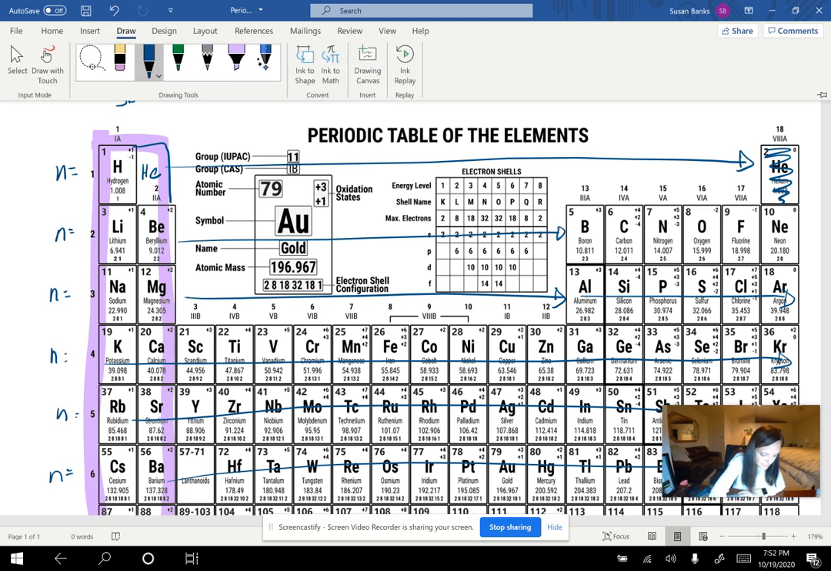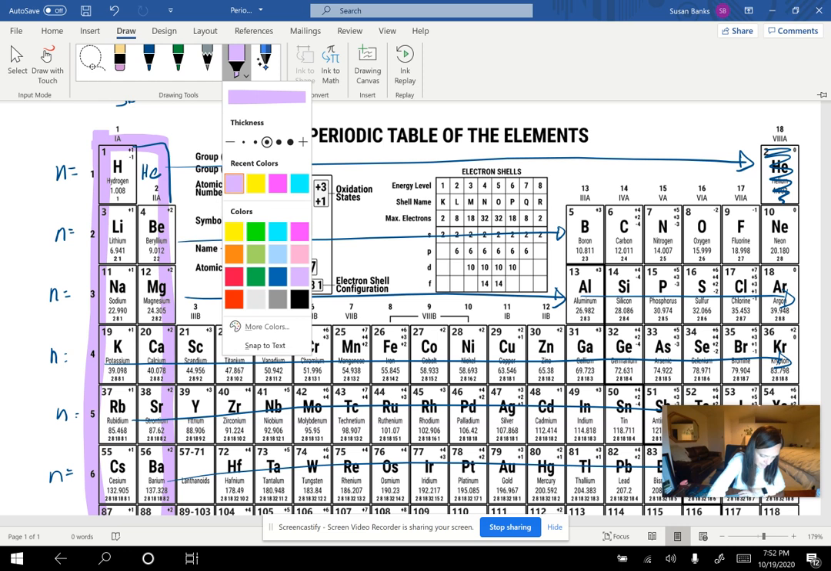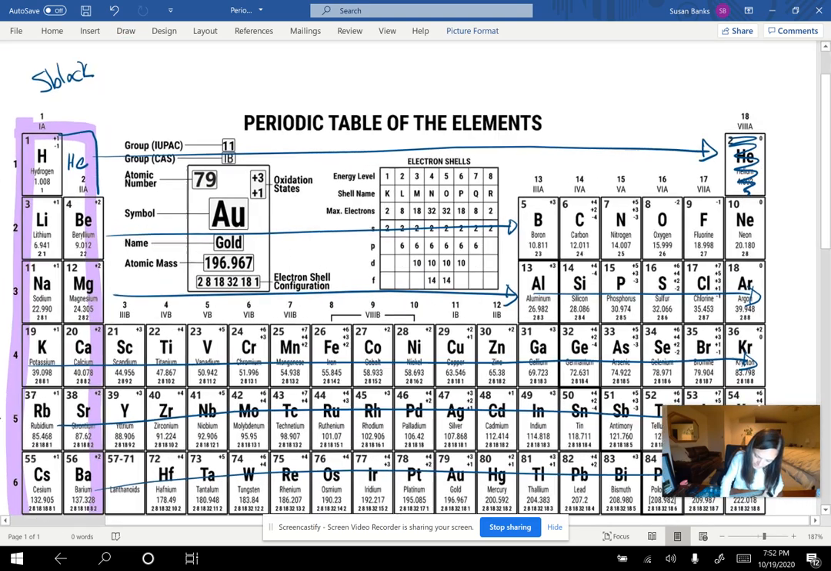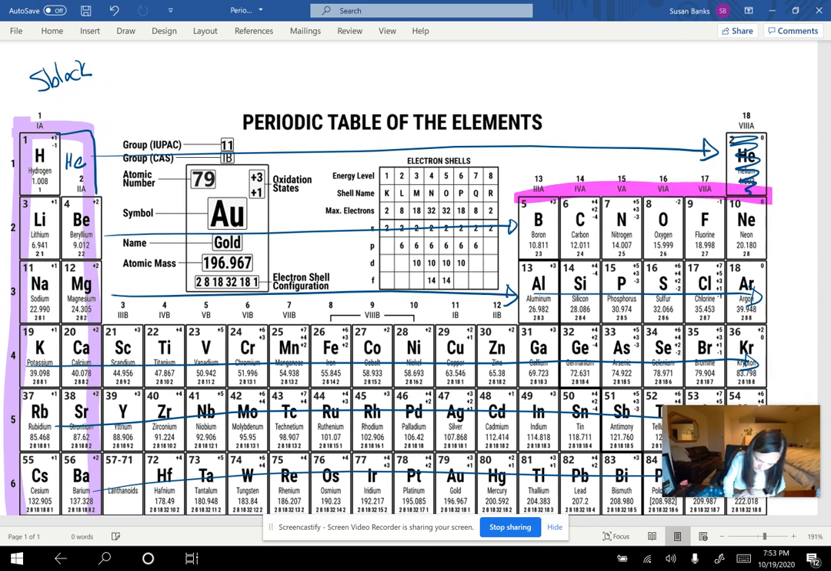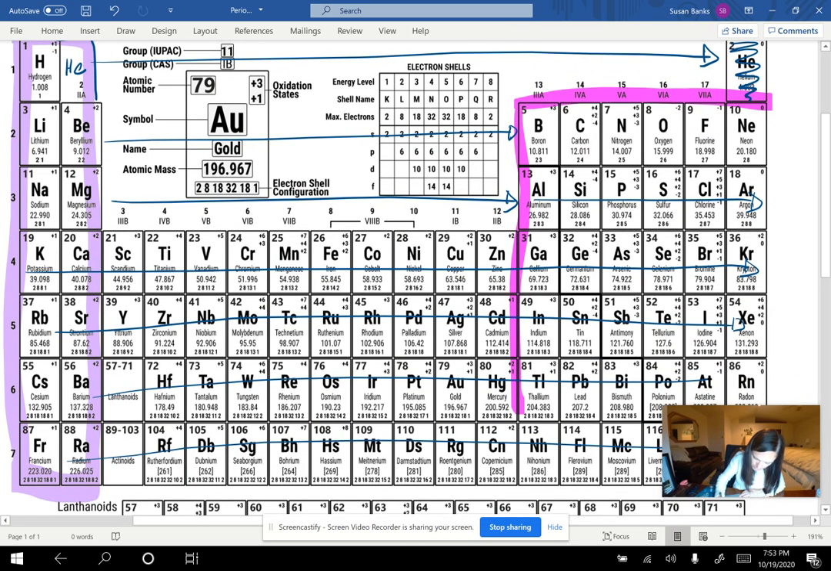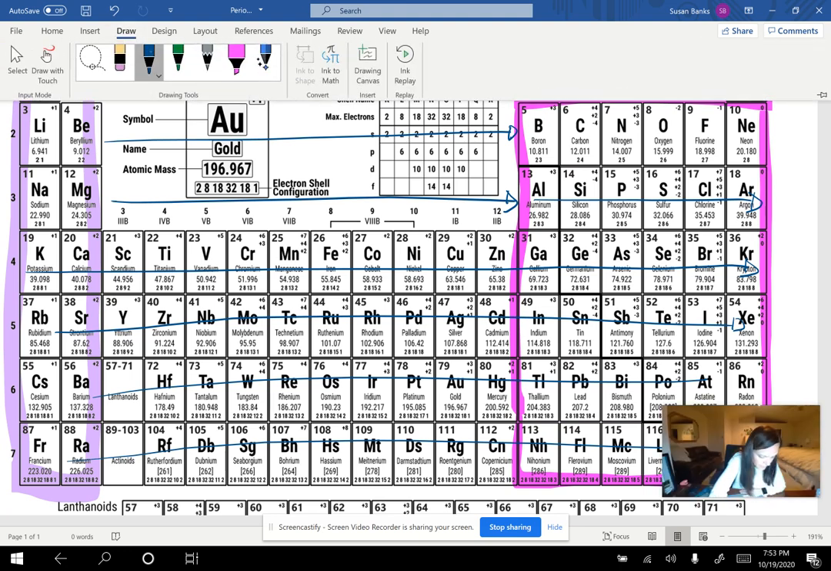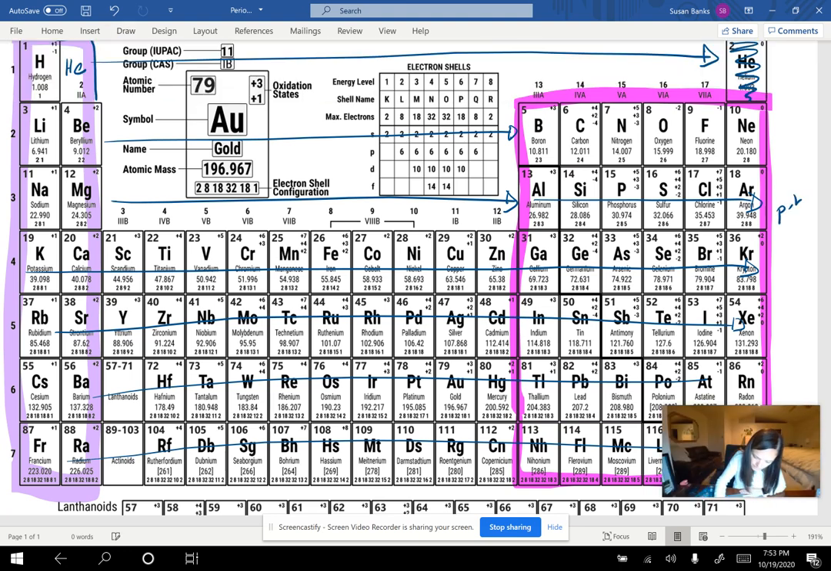Okay. Next thing we're going to draw, I'm going to change the color here. We're going to draw the next block over here. And I'm hoping that you can see that we have essentially a square here to the bottom of the periodic table. That right there is the p block. So the electrons right there are p electrons. Those are the ones that are in the figure 8 or hourglass shape orbitals.